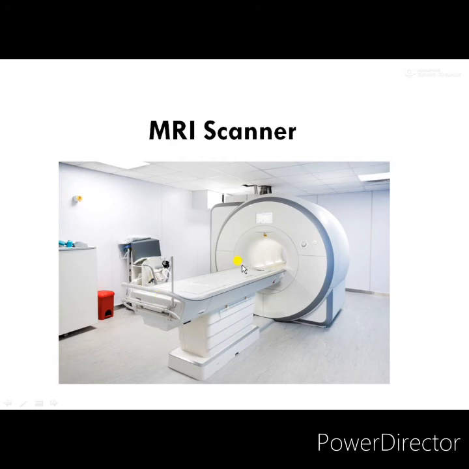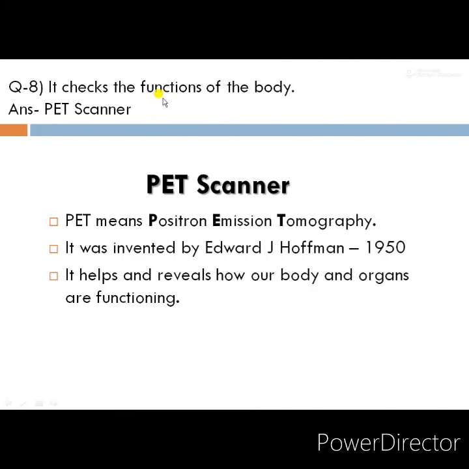This machine is also just like the CT scanner, but in this machine the patient is taken completely inside the machine. Inside the machine the diagnosis takes place. Now this is the eighth and last question of this page. The question is, it checks the functions of the body. Which instrument is used to check the functions of our body? PET scanner.